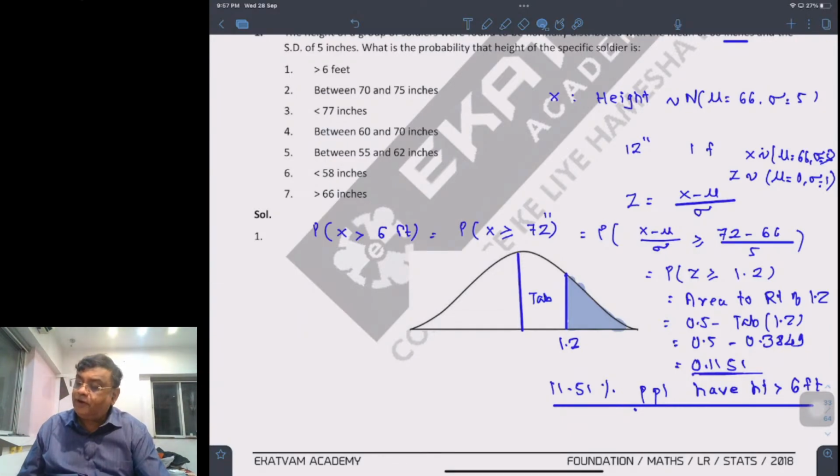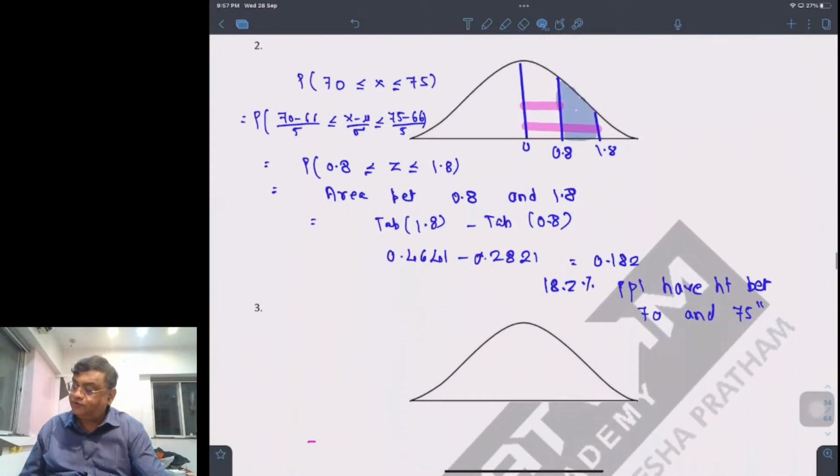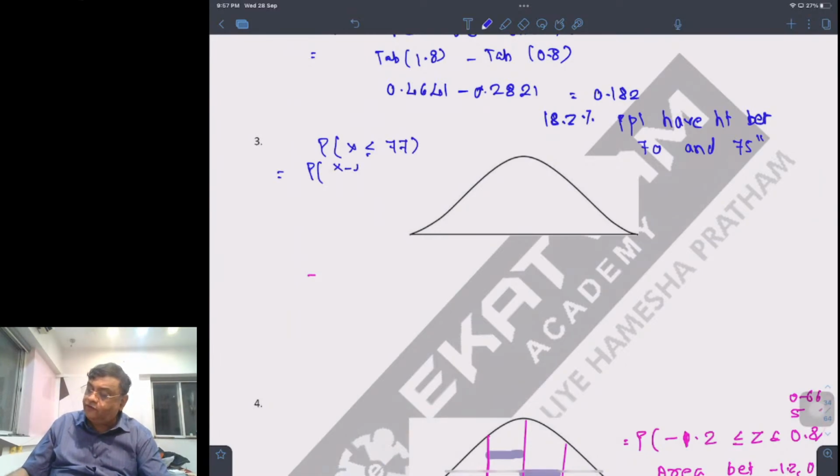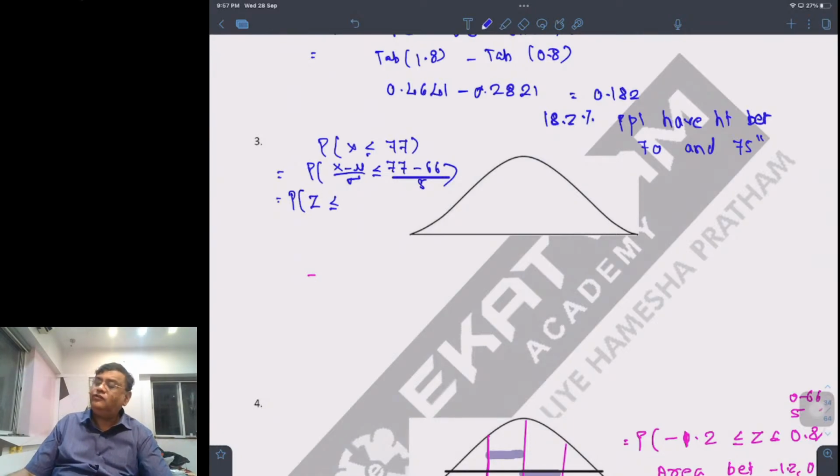Now the next part, the third part, is less than 77 inches. So what you want is the probability of x less than 77. But that is equal to the probability of (x minus mu) over sigma less than or equal to (77 minus 66) divided by 5. ये अगर सही है तो this is the probability of z less than or equal to 77 minus 66, which is 11, and 11 by 5 is 2.2.